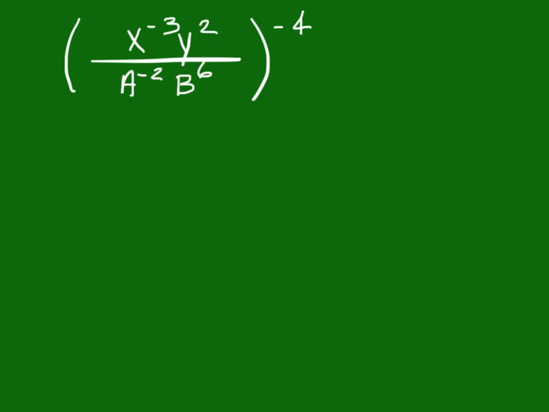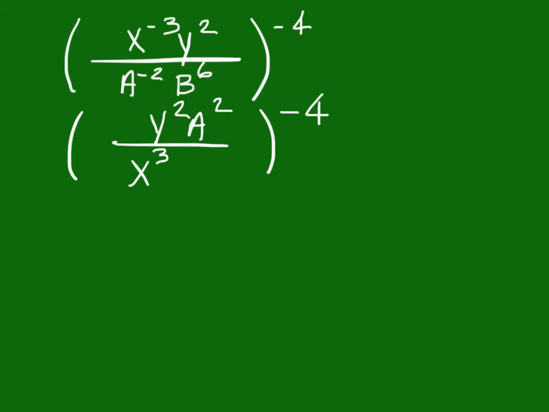Example number 3, you have that quantity inside, so simplify that first and leave everything else alone. You have x to the negative third on the top, so that goes to the bottom and becomes positive. You have y to the second on the top, it will stay there. On the bottom, you have a to the negative second. That goes to the top, and the exponent becomes positive. And then you have b to the sixth. It stays on the bottom because it was positive.